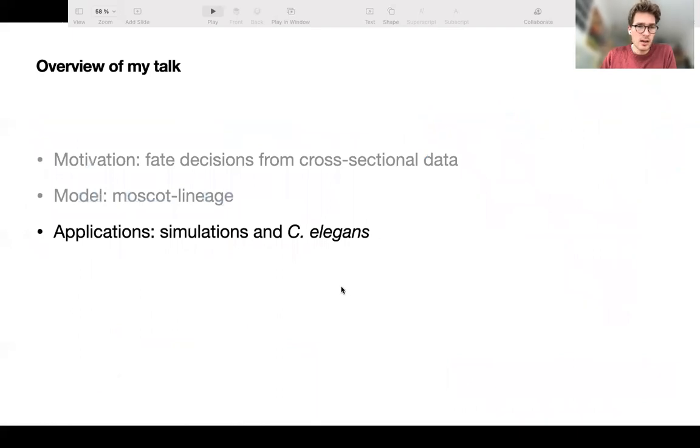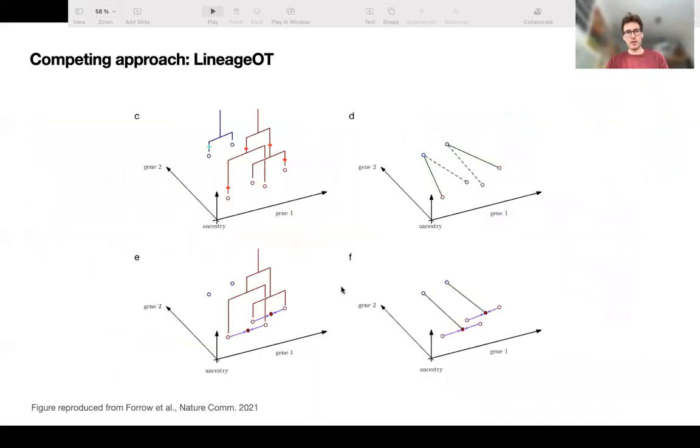Right. Now I'm going to go into two applications. Before I do so, I'm going to introduce the only competing approach here that works in this setting, which is LineageOT from Aidan and Jeffrey. The aim here is the same. They also want to map between two observed time points. They construct lineage trees from barcodes at the last time point. They use the last time point, the lineage tree, to pool together cells that are related in lineage history.